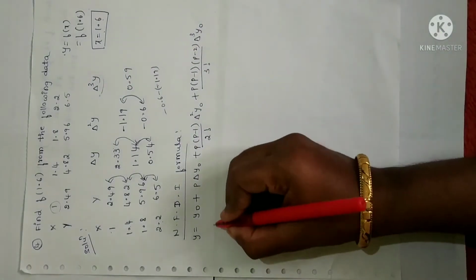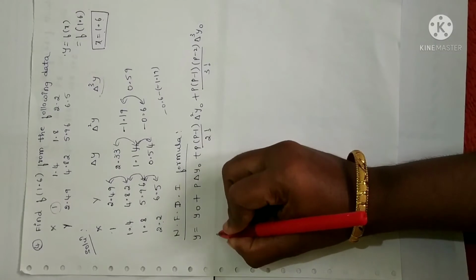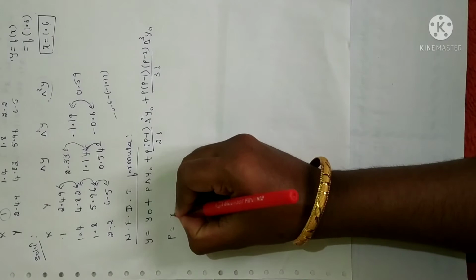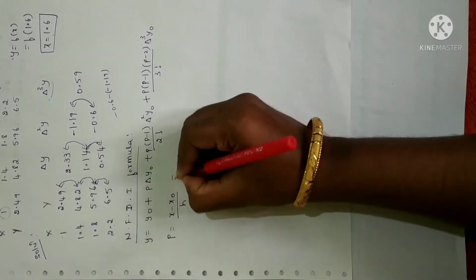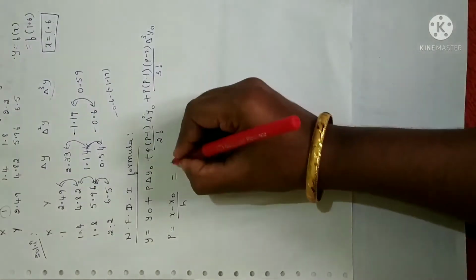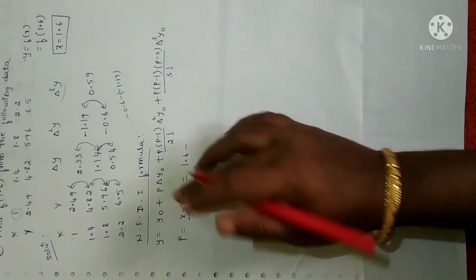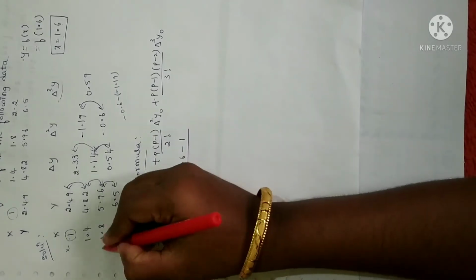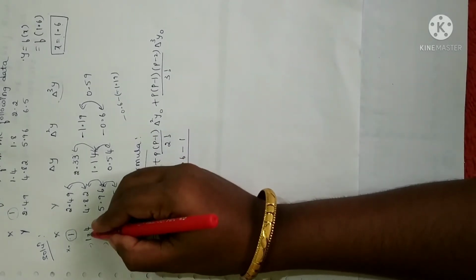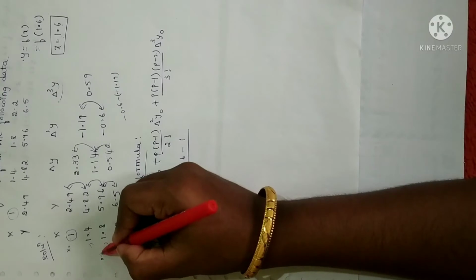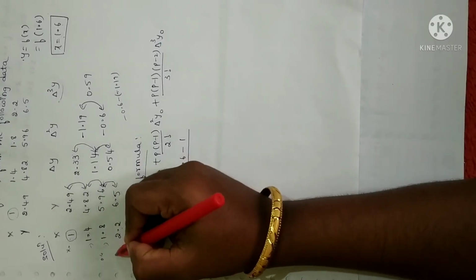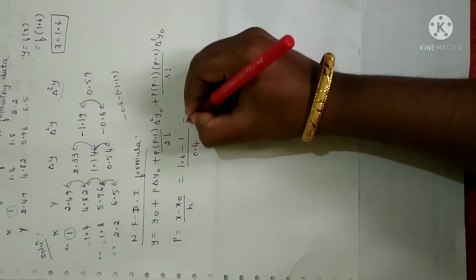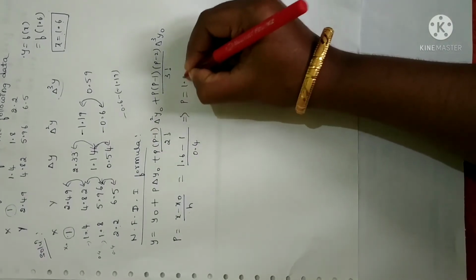Now let me make a list. Before that, let me find the value of p. Formula for calculating p is, as I already told you, it is given by x minus x naught divided by h. What is the value of x? As I already told, it is 1.6. x naught is always the first value, so x naught is 1, divided by h. H is the common difference. 1.8 minus 1.4. So it is 0.4. Similarly, 2.2 minus 1.8. It is 0.4. So h is the common difference. It is 0.4. So after simplification, you will get p value as 1.5.